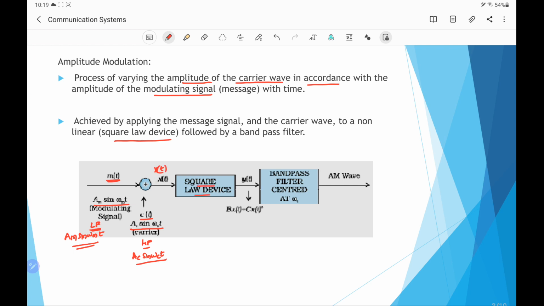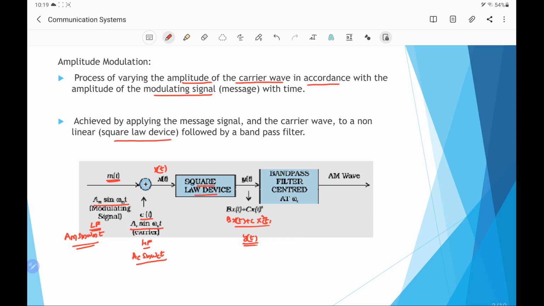to the square law device, which gives b x(t) plus c x squared(t), where b and c are constants, and this combined is called y(t). This y(t) signal has different frequencies like omega m, DC terms, 2 omega m, omega c, 2 omega c, omega c plus omega m, omega c minus omega m.